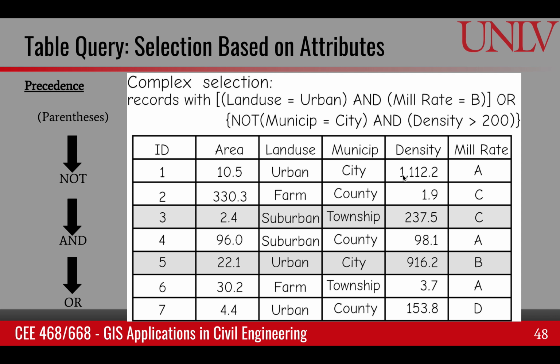And if you look at number 1, you can see that it's false here and false here. False here because mill rate is not equal to B, and false here because the municipality is city, and it should not be city for it to be selected. So make sure you give some time here and try to understand how this complex selection is applied.